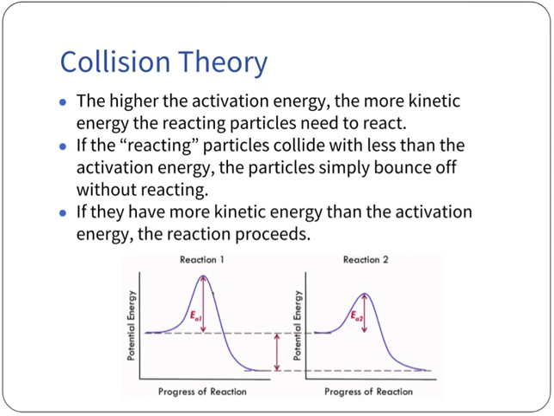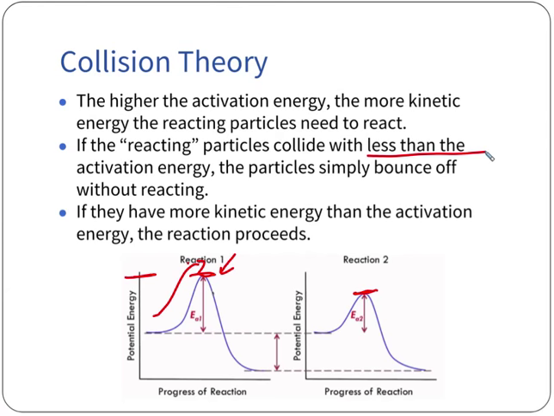Now, the higher the activation energy is, the more kinetic energy the reacting particles will need to react. So if you have a very high activation energy like this one right here, which is relatively high compared with reaction 2 down here, those particles must be going extremely quickly to have enough energy to get up over that hump. It's not a physical hump, this is just an energy diagram. They must be going extremely quickly to be able to break the bonds, because what this is showing is that the activation energy is high. It takes a lot of energy to break those bonds, so they have to hit really, really fast. And so if the reacting particles collide with less than the activation energy, they just bounce off.